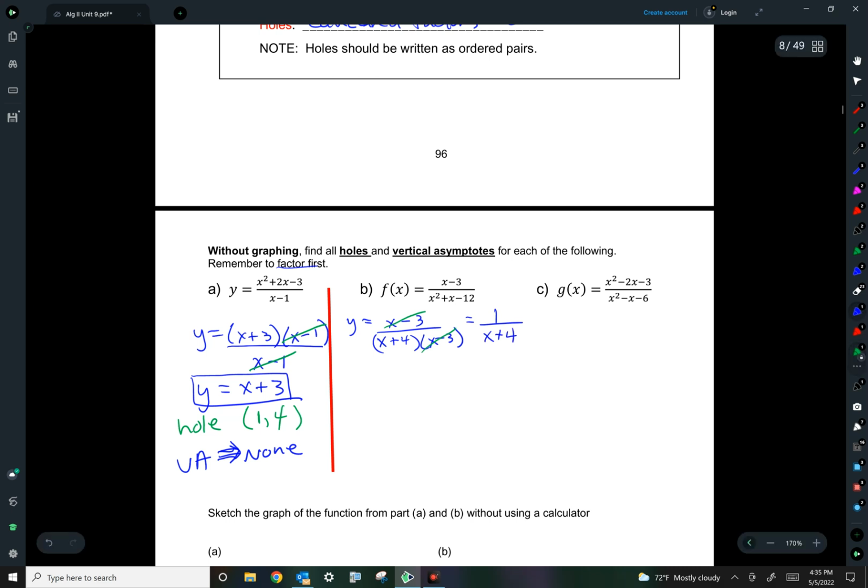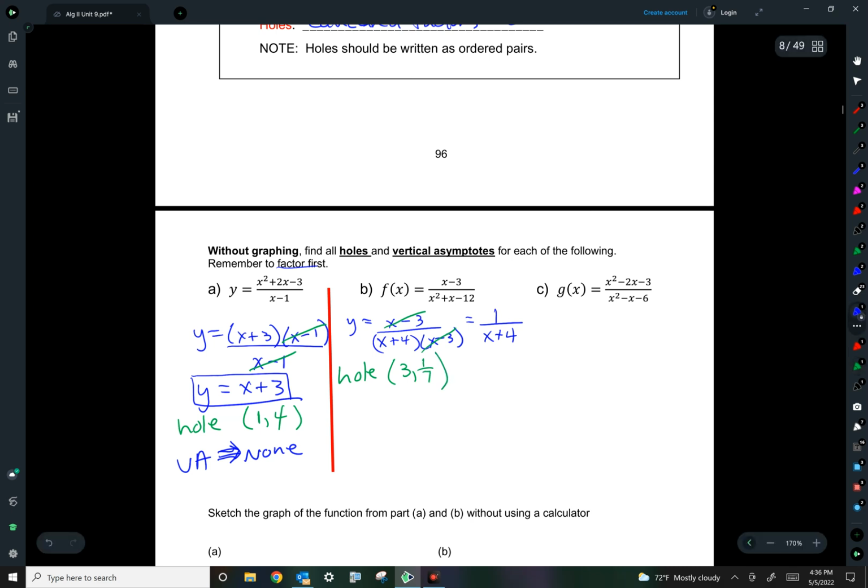Okay? So holes come from whatever cancels. In this case, the x minus 3 canceled. So there's a hole at 3 comma something. If I want to know what the y value is, put that 3 in for x. If I put a 3 in for x, wouldn't I have 1 over 7? So the y value is 1 over 7. So that's where the hole would be on this graph.